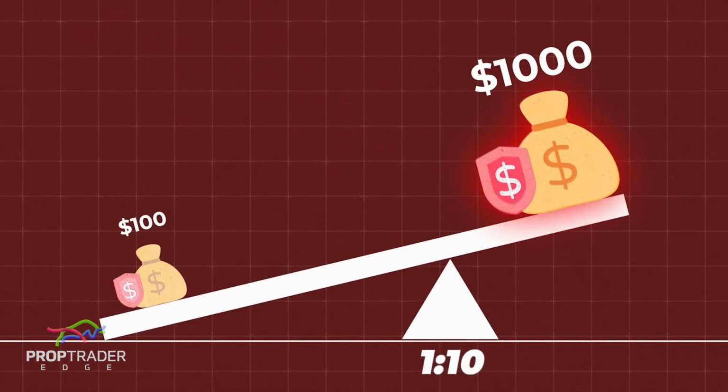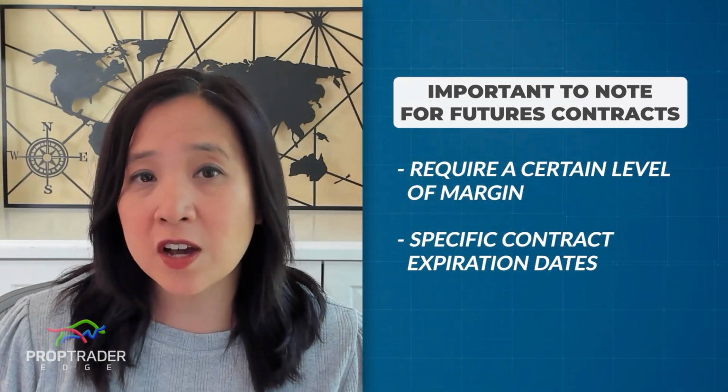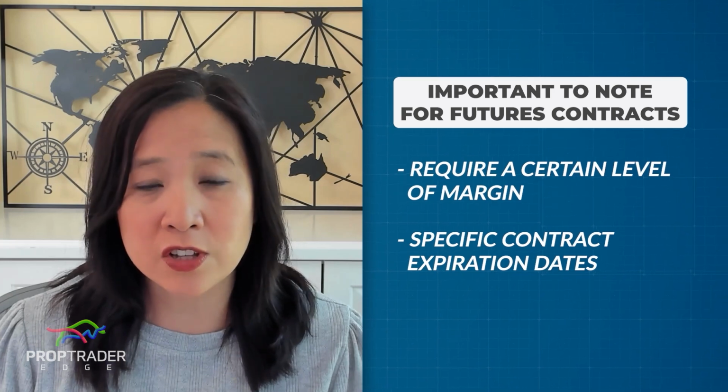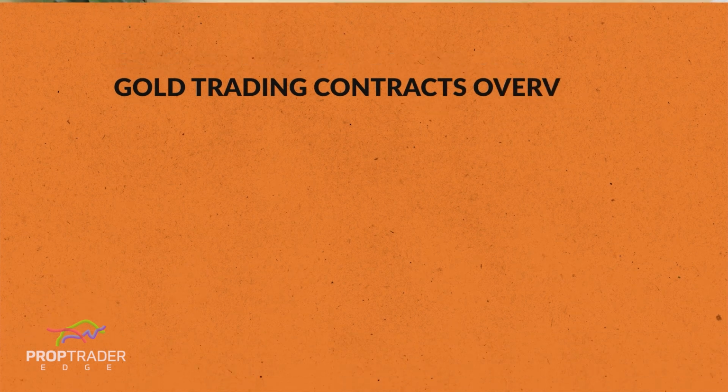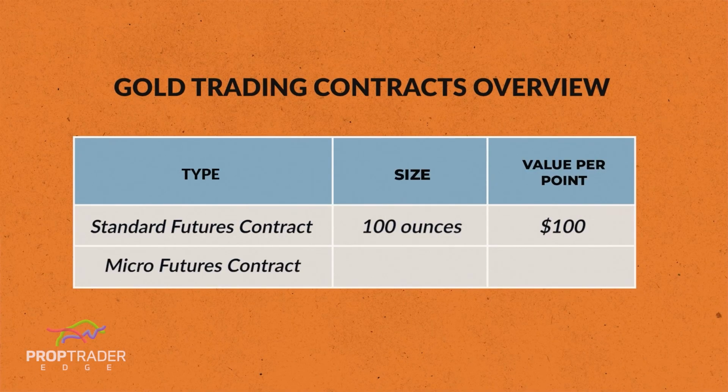It's very important to know that futures contracts come with their own set of risks and complexities. For example, they require a certain level of margin and have specific contract expiration dates. Therefore, it's essential to understand these aspects before diving into gold futures trading. A standard gold futures contract allows you to buy or sell 100 ounces of gold, with each point being worth $100. Now, there are smaller contracts, the micro gold contracts, which allow you to buy 10 ounces of gold. Each point move is then worth $10 instead of $100.